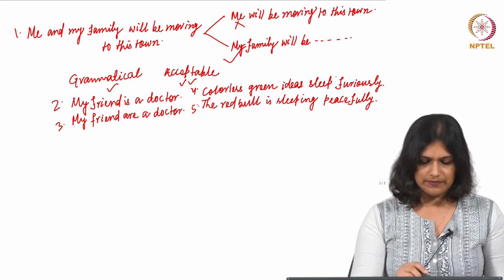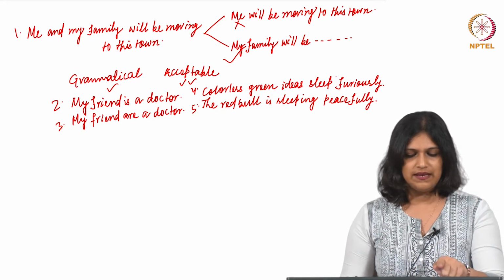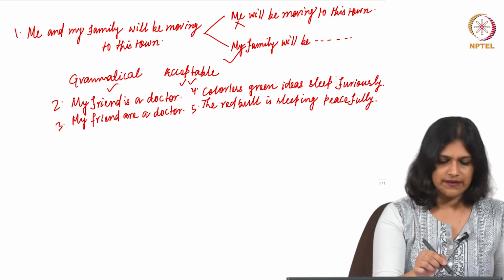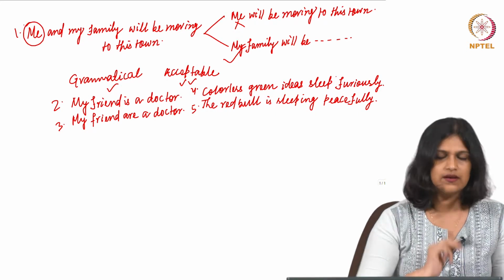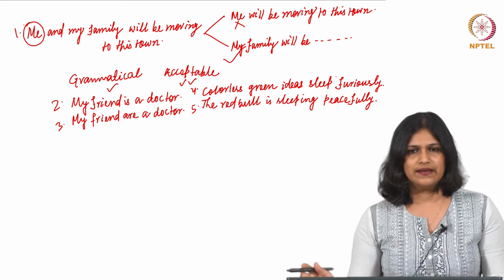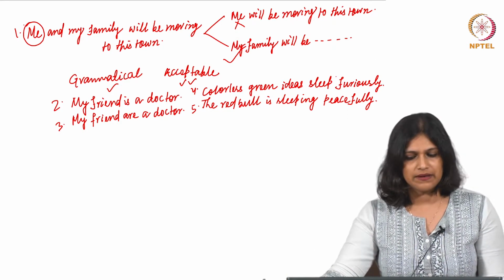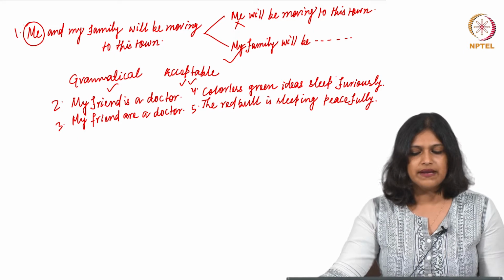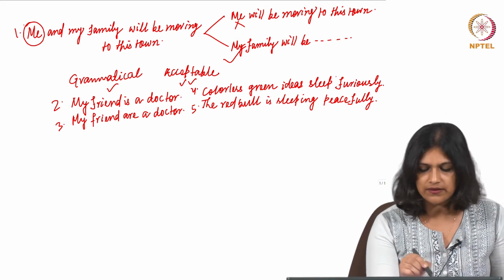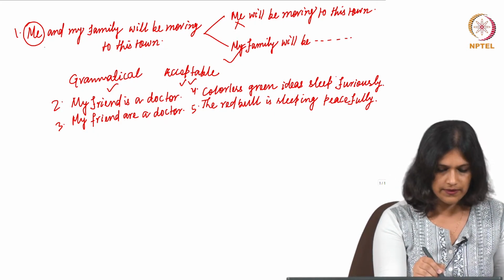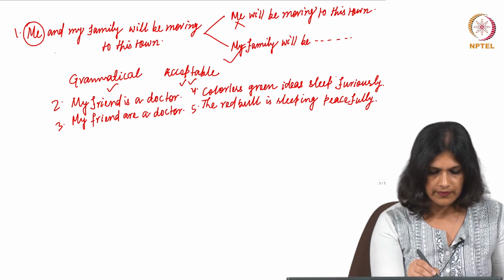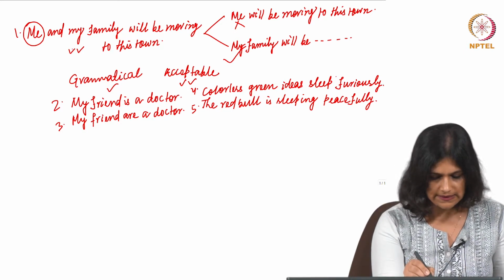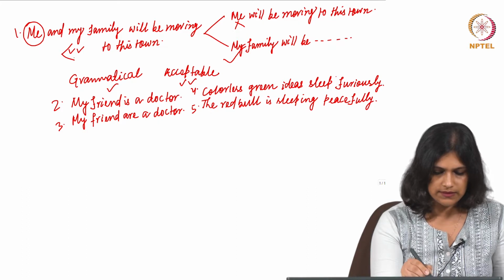So, let us check with the first one. "Me and my family will be moving to this town." We have already discussed this. This seems to be acceptable, but with this word the sentence is ungrammatical. When you have "me," then the sentence is ungrammatical. If you write it as "I and my family will be moving to this town," then it is fine. But the moment you put "me and my family will be moving to the town," this is ungrammatical but acceptable. So, obviously I will put two ticks here. That means this is acceptable but ungrammatical.